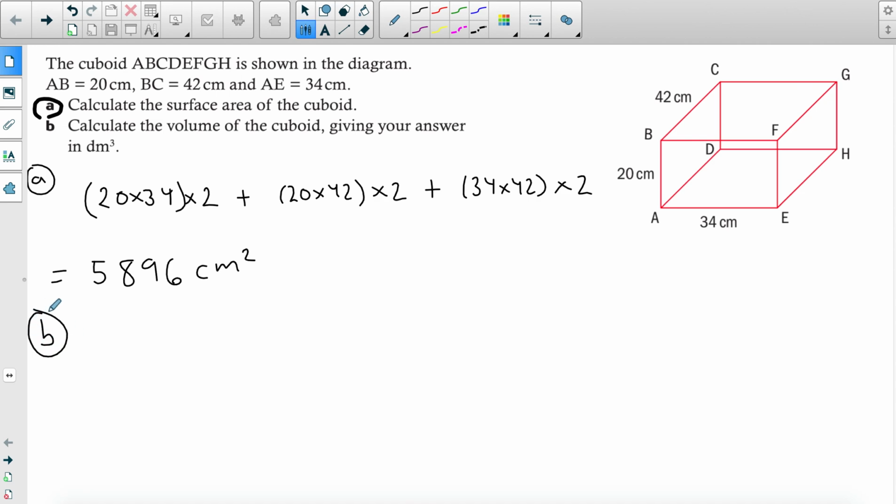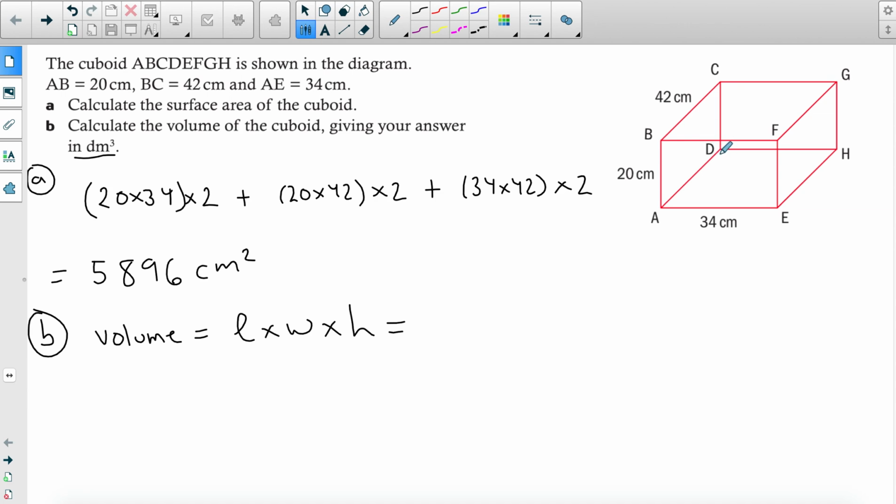And then for part B, they want us to calculate the volume of the cuboid and then give the answer in decimeters. I'll get to that in a bit, but first I'll just underline it to remember. We need to calculate the volume. The formula is given in your data booklet, but it's fairly easy to remember. This is IGCSE stuff. So the volume is length times width times height.